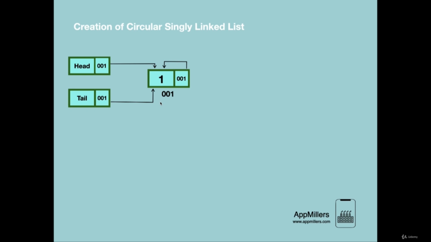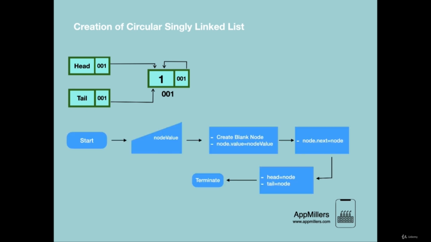Now let's see what the algorithm of this operation looks like. Here, we create a method which takes one parameter, which is the node value. Then we create a blank node and update the value of the blank node to the value that we are receiving from the parameter. Then the next operation over here is setting the next reference of this node to itself, because as you see here, the next reference of this node is itself, because we have only one node in our circular single linked list. That's why it has to reference itself.